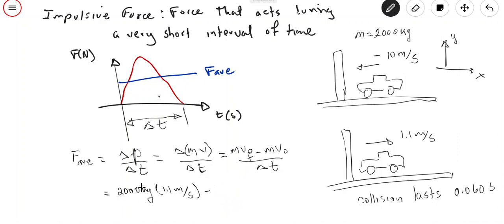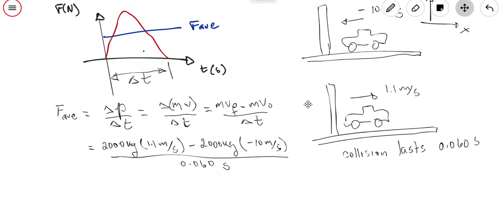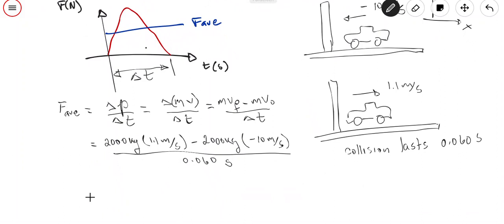So I can say here 2,000 kilograms times 1.1 meters per second, that is the final velocity, minus 2,000 kilograms times negative 10 meters per second. All this divided by 0.060 seconds, that was the time of the collision. So now let me factor 2,000 kilograms out as a common factor to make my calculations easier. So I'm going to say 1.1. Negative times negative is going to be positive, so plus 1.1 meters per second.